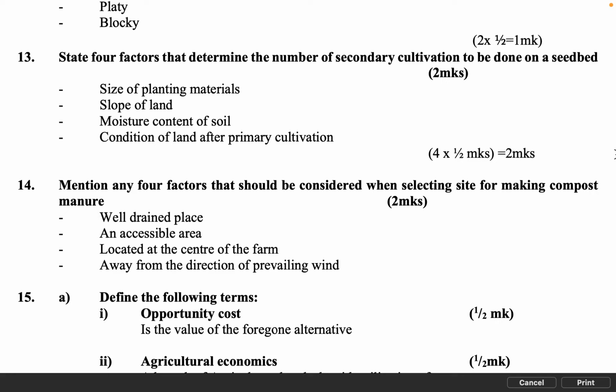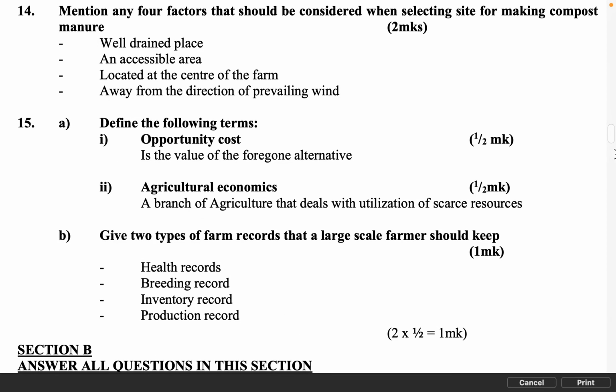14. Mention any 4 factors that should be considered when selecting site for making compost manure. 2 MKS. Well-drained place. An accessible area. Located at the center of the farm. Away from the direction of prevailing wind.